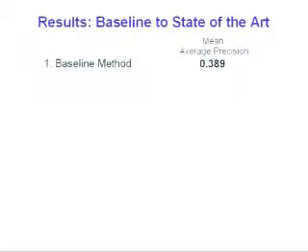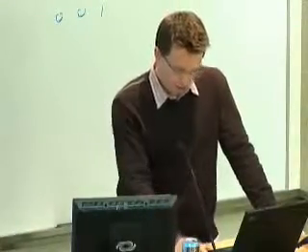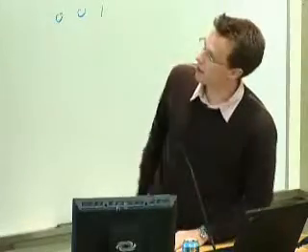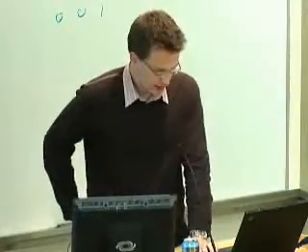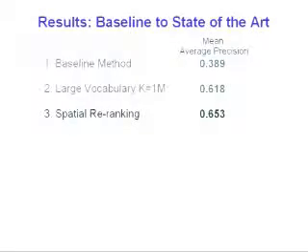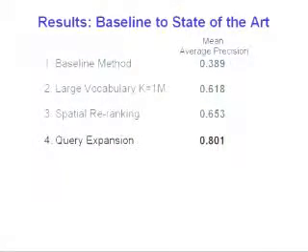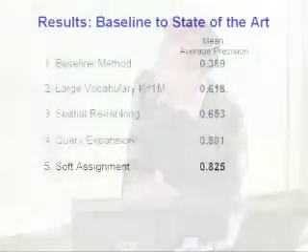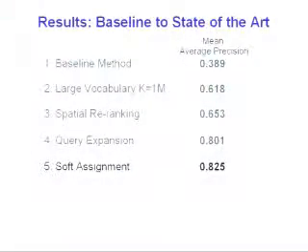So that concludes particular object retrieval, and I'll just take you through how the different methods actually improve performance. This is the baseline method for Video Google, vocabulary size of 10,000, and we started at 0.389. Then we got a big boost from the large vocabulary, that took us to 0.618. Spatial re-ranking took us to 0.653, so not as big a boost as before, but it allows us then to use query expansion. That takes us to 0.8. And then soft assignment, not such a big gain, but significant, to 0.825.